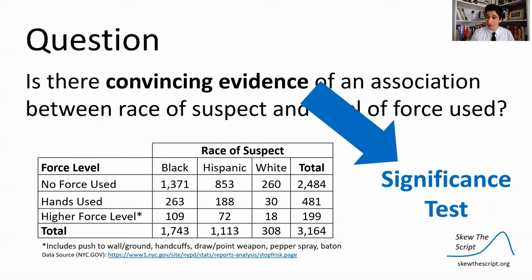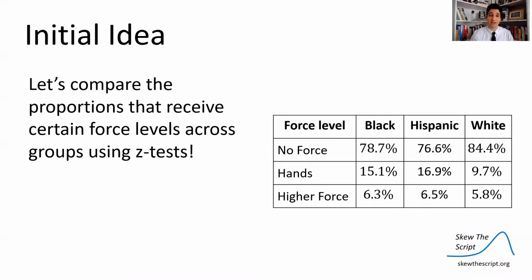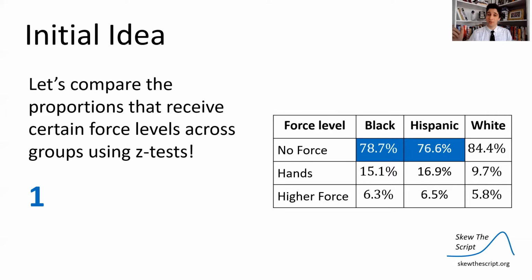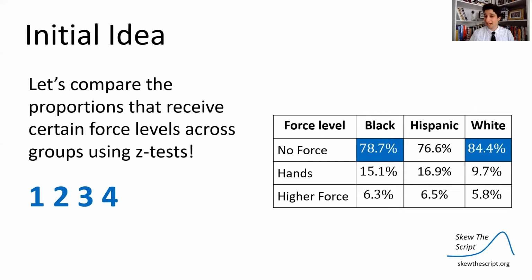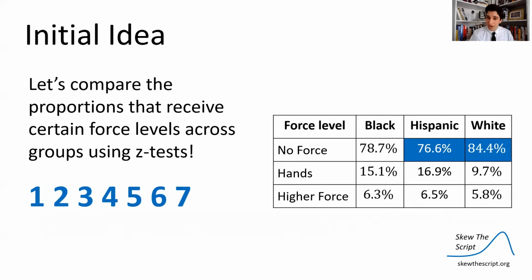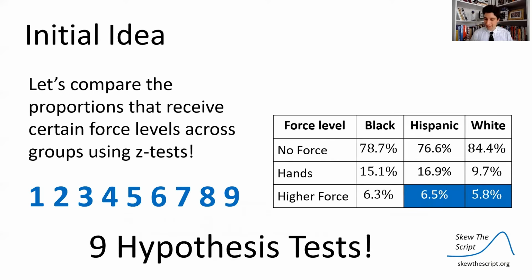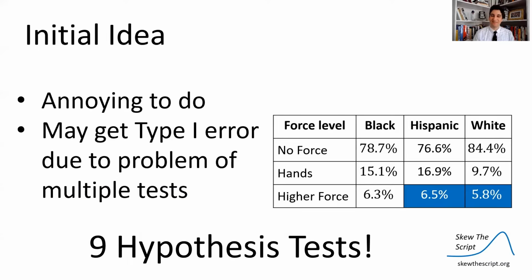So we're going to do a significance test for this. We need convincing evidence of it. The initial idea one might have is to compare proportions using two-sample z-tests. You can compare the proportions, say, for black and Hispanic that receive no force, that receive hands level of force, receive a higher level of force, than for black and white, et cetera. And if you want to compare all these proportions, you would end up doing 9 hypothesis tests. But that's not a good idea.